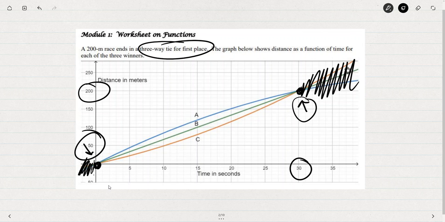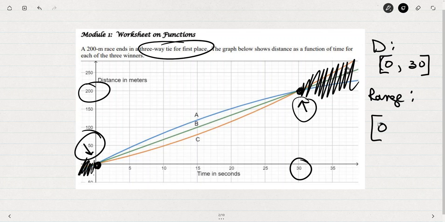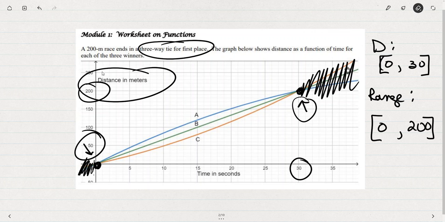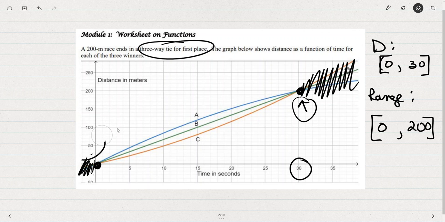That means on our horizontal axis down here, the domain should have gone starting and including 0 up to 30, ending at 30 and including 30. The range should have gone from starting at 0 meters, because the range is going to be our distance, and going up to 200 inclusive. Inclusive means that we're going to include the 200.